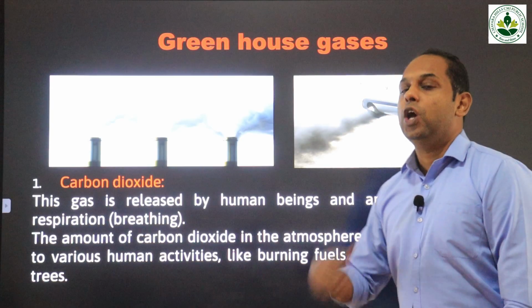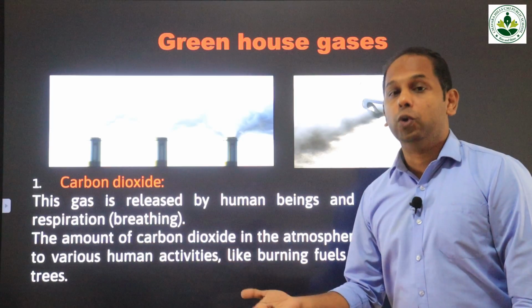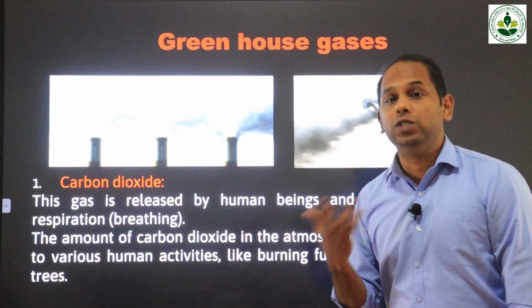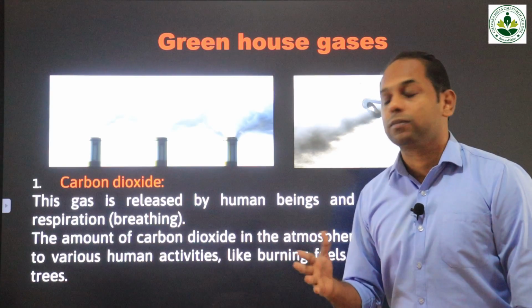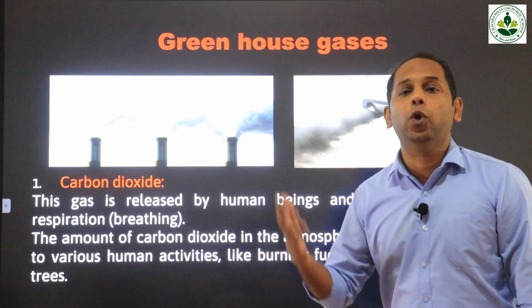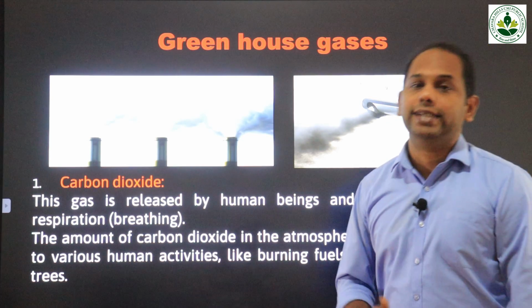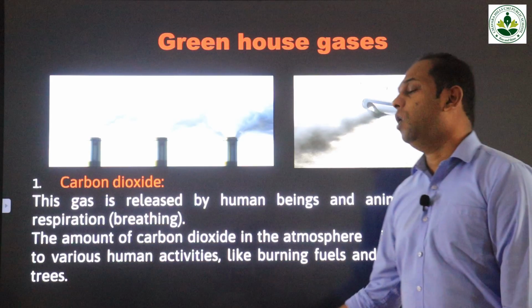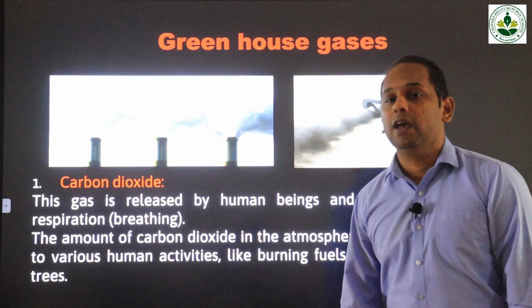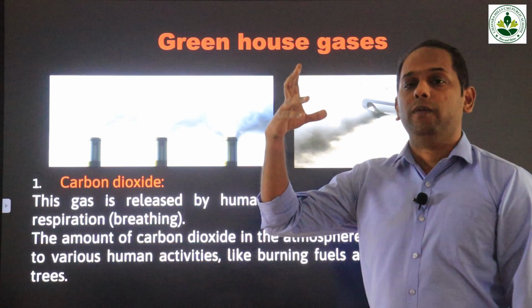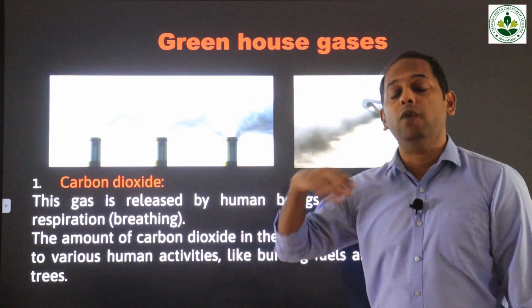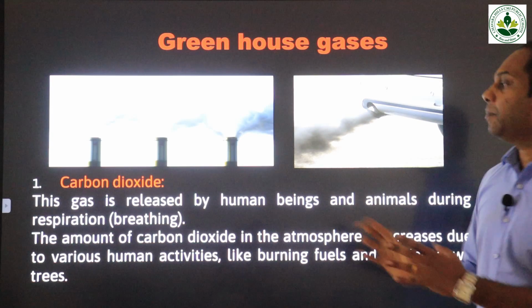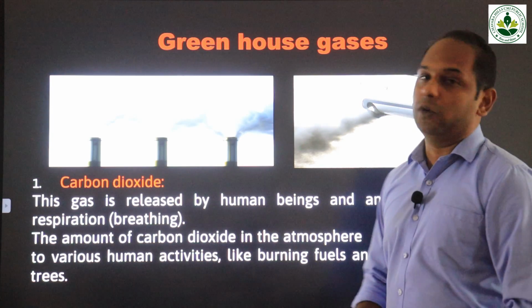The amount of carbon dioxide in the atmosphere increases due to various human activities like burning fuels and cutting down trees. So when we use more vehicles, or when we burn fossil fuels like petrol and diesel, what happens? It also produces more carbon dioxide into the atmosphere. And when we cut down the trees, what happens? The amount of oxygen reduces and the amount of carbon dioxide increases in the atmosphere. So this is how carbon dioxide is produced in the atmosphere.